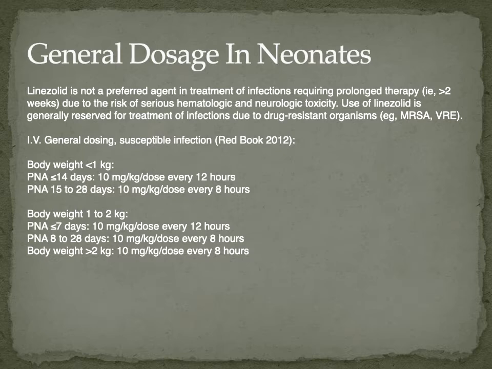In neonates with body weight from 1 to 2 kg, PNA less than or equal to 7 days, 10 mg per kilogram per dose should be received every 12 hours. In PNA from 8 to 28 days, 10 mg per kilogram per dose should be received every 8 hours. In neonates with body weight more than 2 kg, 10 mg per kilogram per dose should be received every 8 hours.